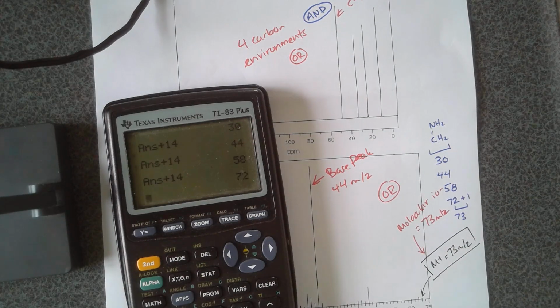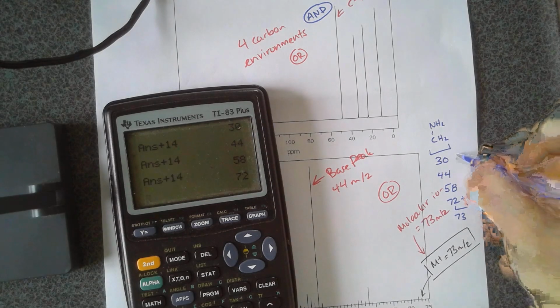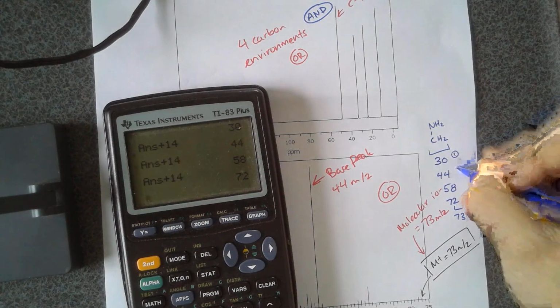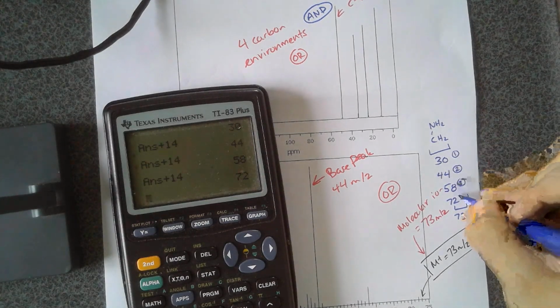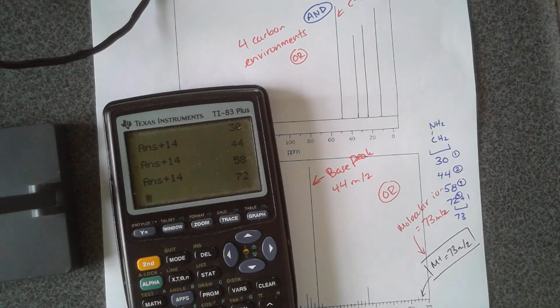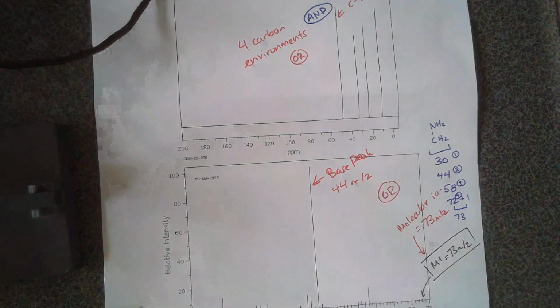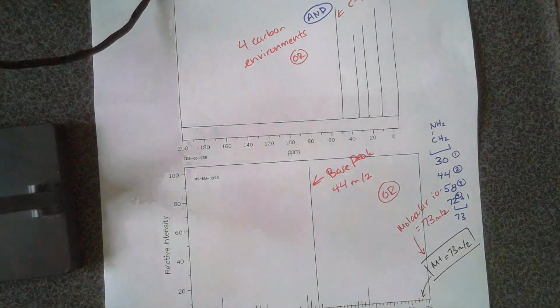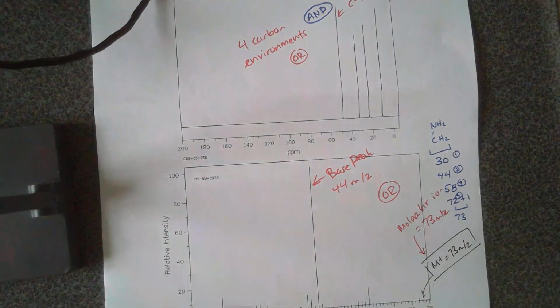So how many carbons are in here? 4. 1, 2, 3, 4. Are we okay with that? All right. Yeah, you just keep adding it till you're 1 away. That way you figure out how many carbons there are.